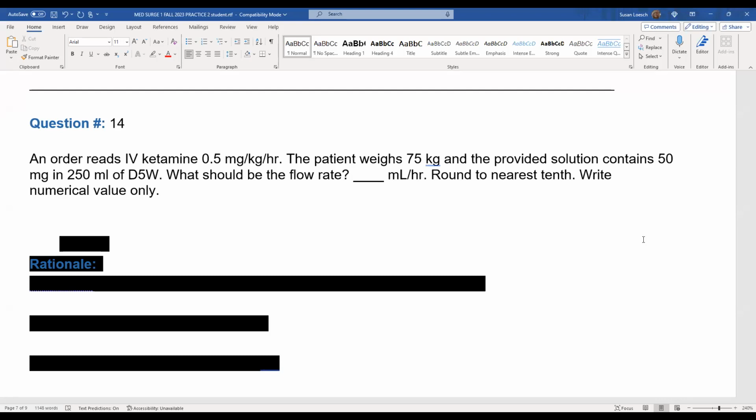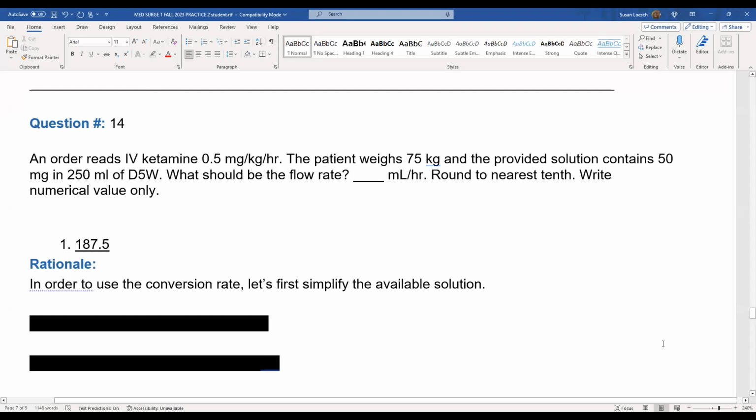Okay. 187.5. Okay, good. 187.5. Anybody have an issue there? Yes, Ms. Loesch, could you please work that one out?